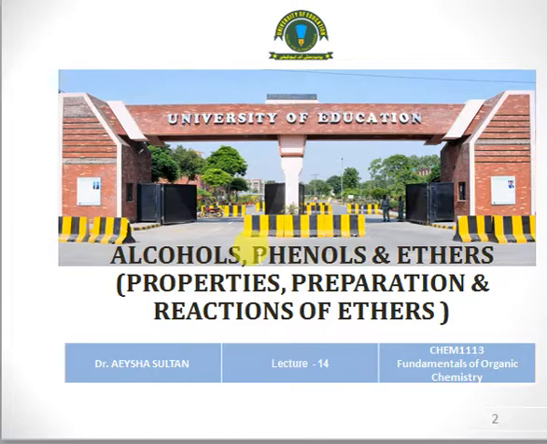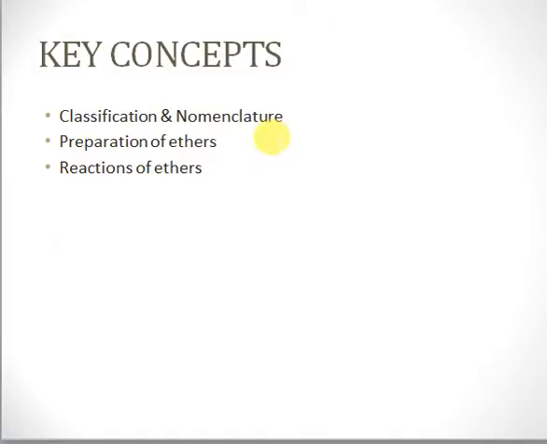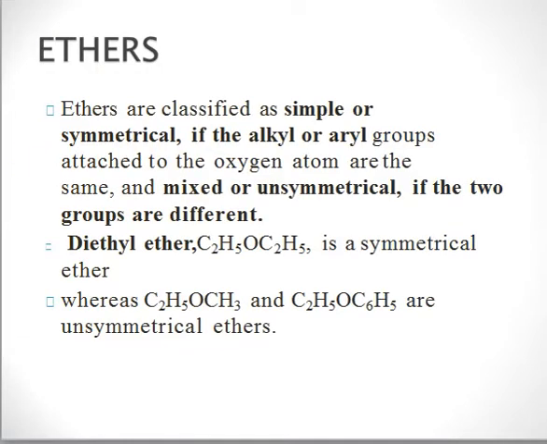In case of phenols, we have an aromatic ring attached to an OH group, right? While in case of ether, we have an oxygen, and to both sides we have an alkyl or aromatic ring, right? So today we will discuss the properties, preparation, and reactions of ethers. The key concepts are how we classify ethers, briefly the nomenclature of this functional group, how we prepare it, and the reactions of ethers.